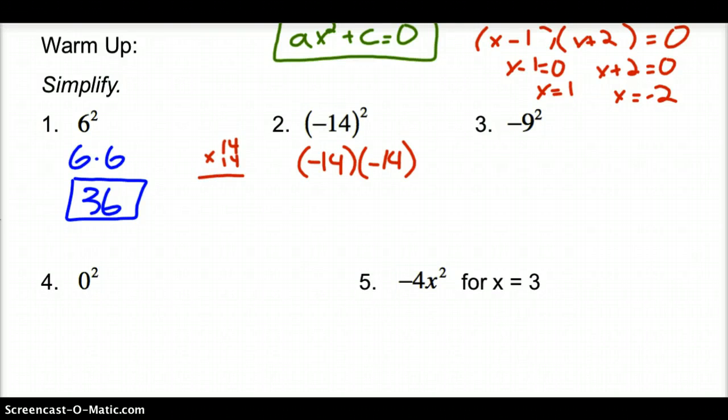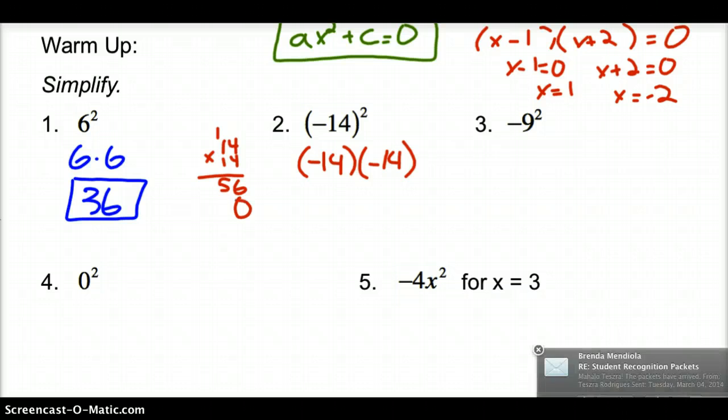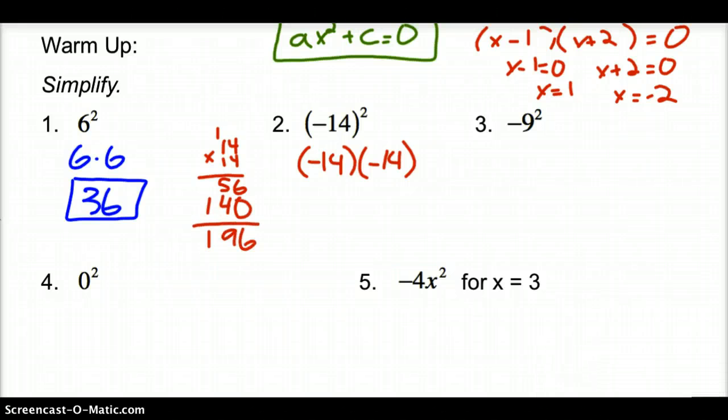14 times 14: 4 times 4 is 16, plus 1. I have 1 times 4 is 4, plus 5. Here we go. I'll add the 0 down here. 4 times 1 is 4, and then 1 times 1 gives me 1. So it looks like 196. Remember, a negative times a negative is positive, so positive 196 would be our final answer.